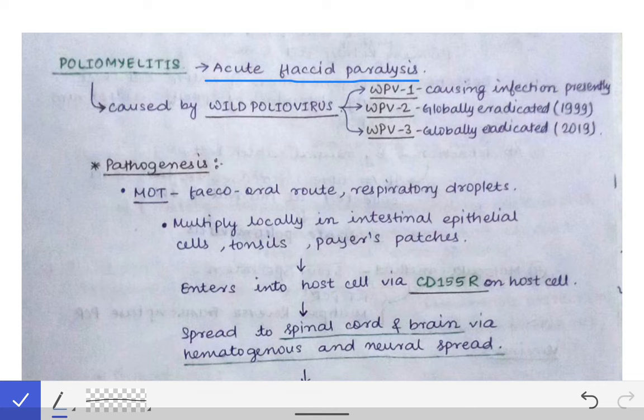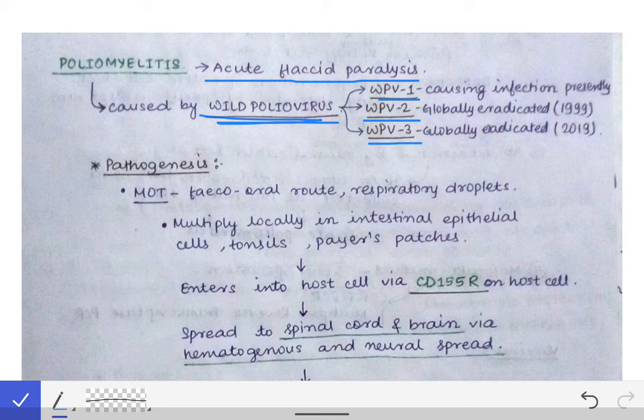Now poliomyelitis is caused by wild poliovirus, as I have written here also. So there are three types of wild poliovirus: WPV1, WPV2, and WPV3. Wild poliovirus 1, 2, and 3.